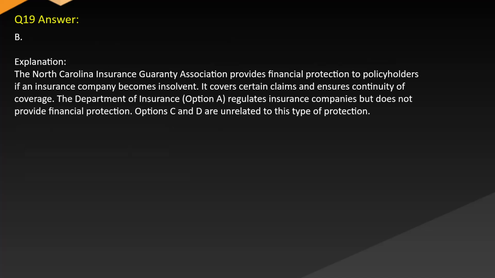Answer B. Explanation. The North Carolina Insurance Guarantee Association provides financial protection to policyholders if an insurance company becomes insolvent. It covers certain claims and ensures continuity of coverage. The Department of Insurance, option A, regulates insurance companies but does not provide financial protection. Options C and D are unrelated to this type of protection.